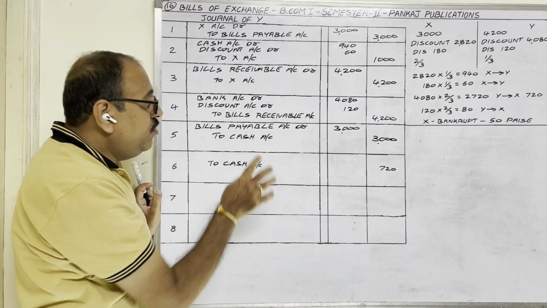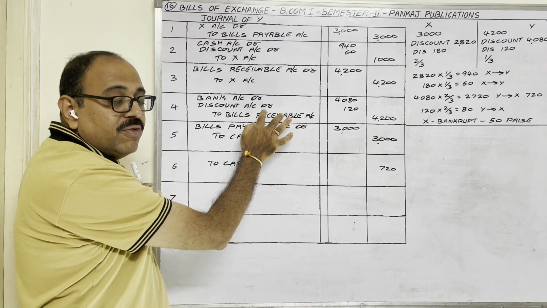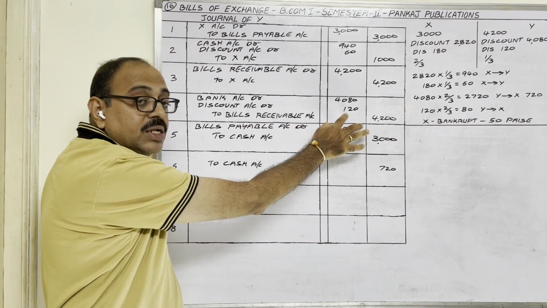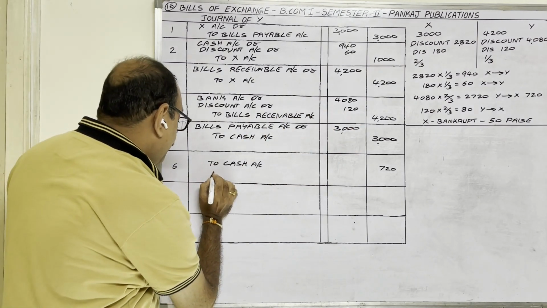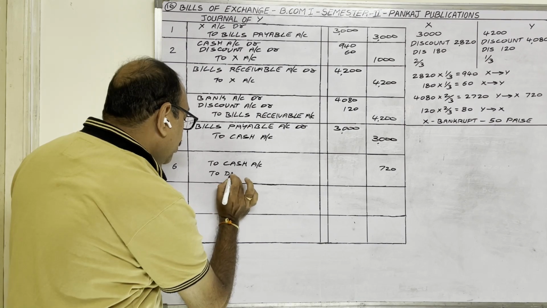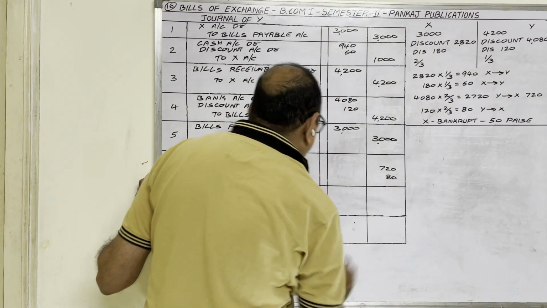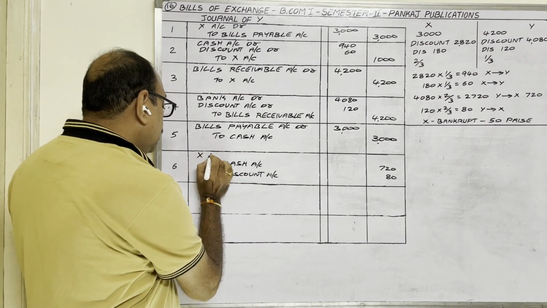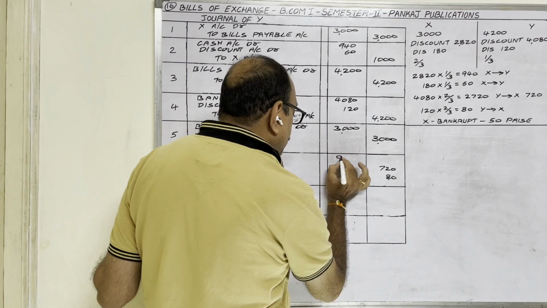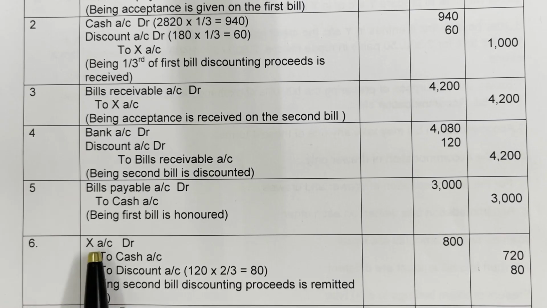So that 80 rupees we have to cancel from this, because finally our loss is 120 minus 80, 40 rupees only. For that, we have to credit discount account, 80 rupees. We are paying cash to X now, therefore we have to debit X account. Amount, total of these two amounts, 800 rupees. Sixth entry, X account debtor 800, to cash account 720, to discount account 80 rupees. Being second bill discounting proceeds is remitted to Y.